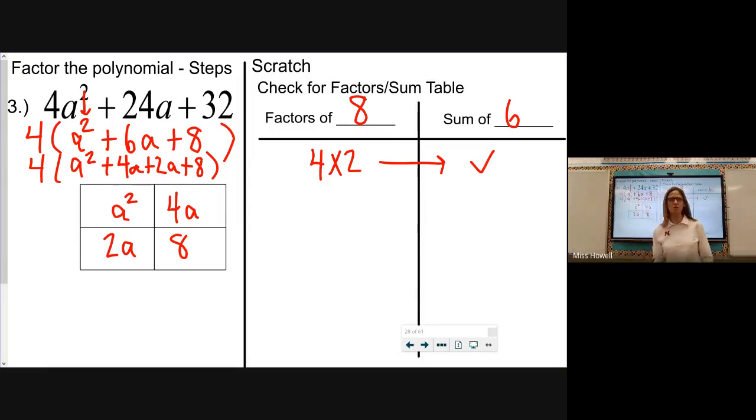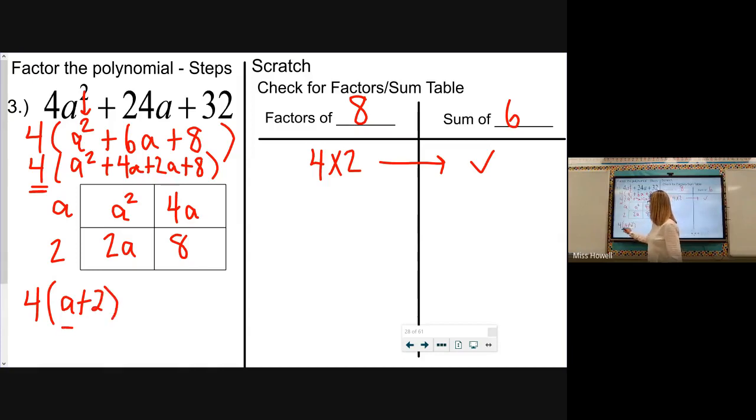Since this is kind of close to the top of mine, I'll go down here for the columns instead. Normally we would go up, but it's going to give us the same thing. A squared and 4a both share an a. 2a and 8 both share a 2. So we have a factor of 4. Don't forget that guy. We now have an additional factor of a plus 2. So 2 factors so far.